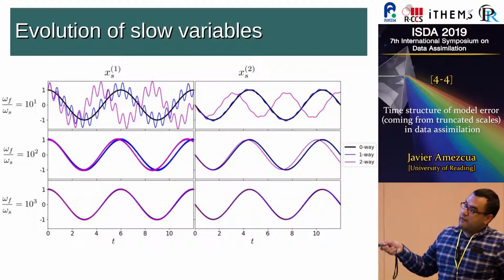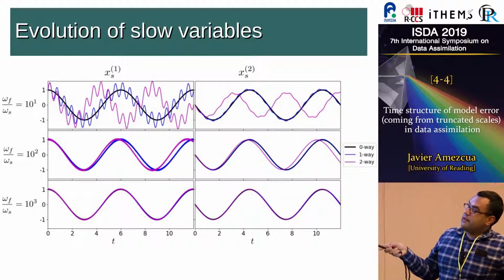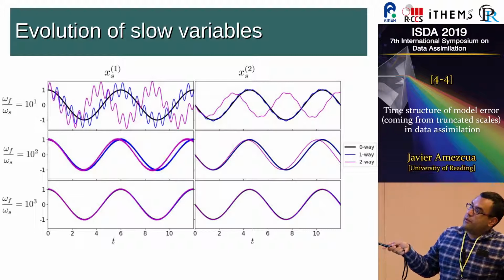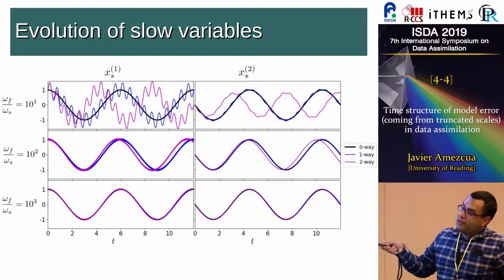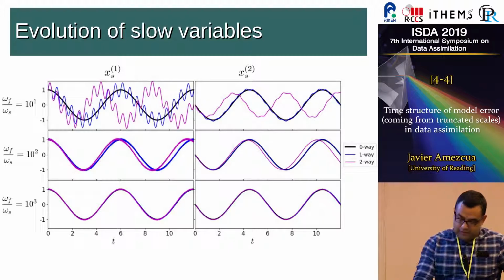I'm representing only the slow variables. I'm forgetting about the fast. And you can see how the one-way noise is centered on the independent trajectory. It only superposes fast oscillations, but centered on the independent trajectory. But two-way interactions add not only the fast variations, but also a dephasing in the signal, which is particularly important in these two cases.